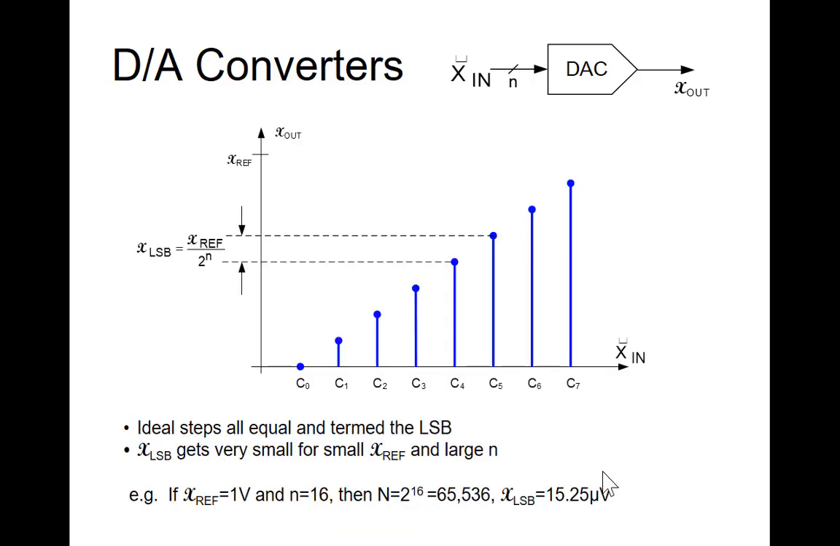If we have a 1 volt reference and n is 16, then I said there was about 64,000. It's actually 65,536 outputs. And the distance between 2 outputs is called the LSB at the output, and it's XREF over 2 to the n. If you take 1 volt divided by 65,536, the LSB is 15.25 microvolts. So those are very, very small increments on the output of that DAC.